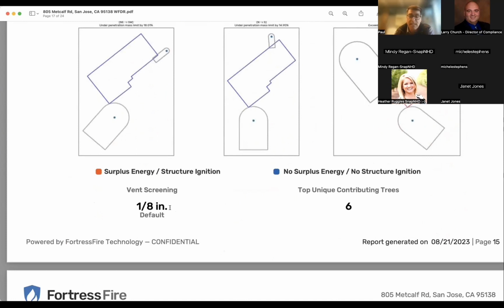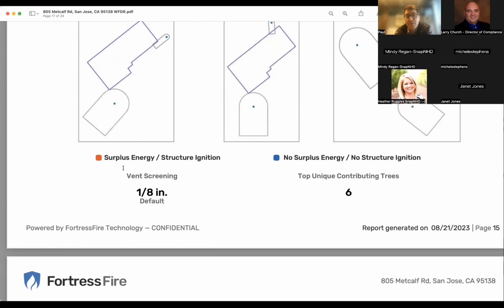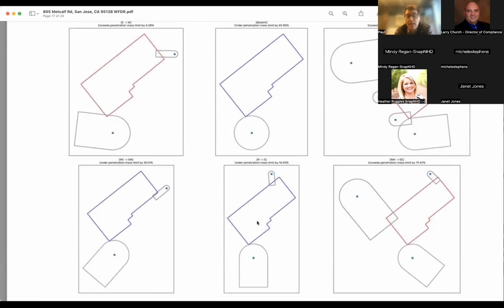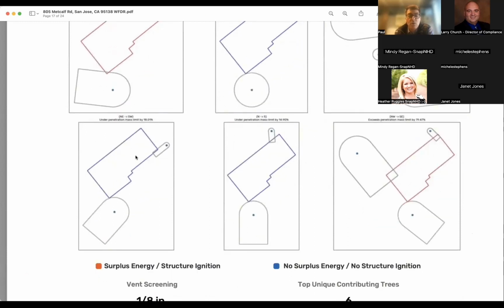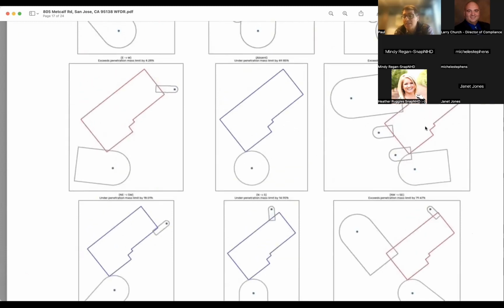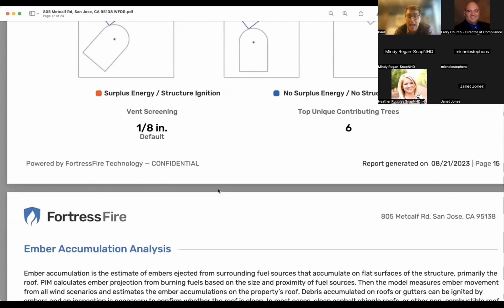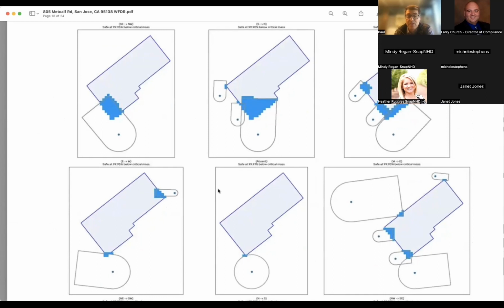What this report is saying is that there is a high enough volume of embers being projected on the walls of the structure that even with 1/8 of an inch screening, you are going to have enough embers to project ignition, that there will be a surplus in a number of these wind conditions. Not all, right? In these wind directions from the northeast and from the north, there won't be enough. But when you look at this from the west, there will be. So the model is extremely accurate and precise in its projections.